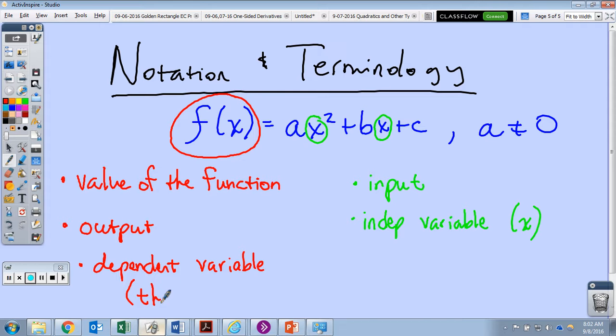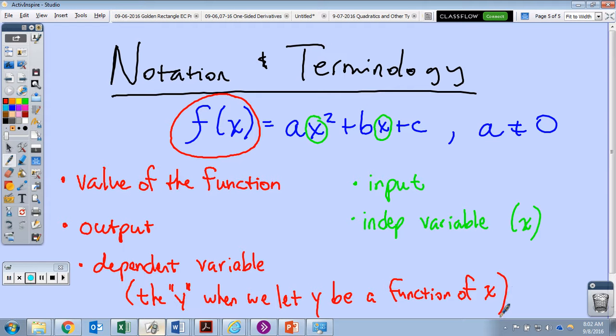But it's the y when we let y be a function of x. So you guys may have touched on this briefly in Algebra 1 at some point, discussing functions, but let's go over it again to think of what a function is.